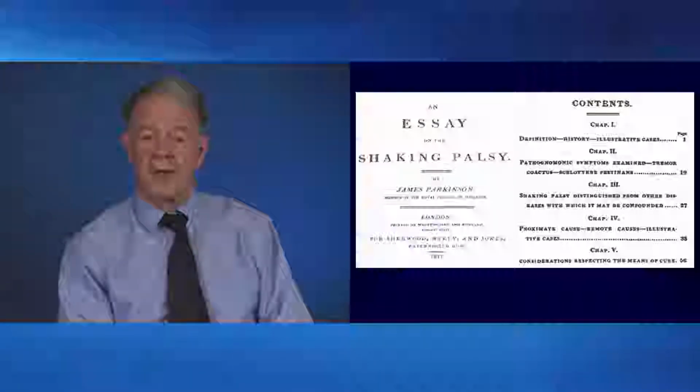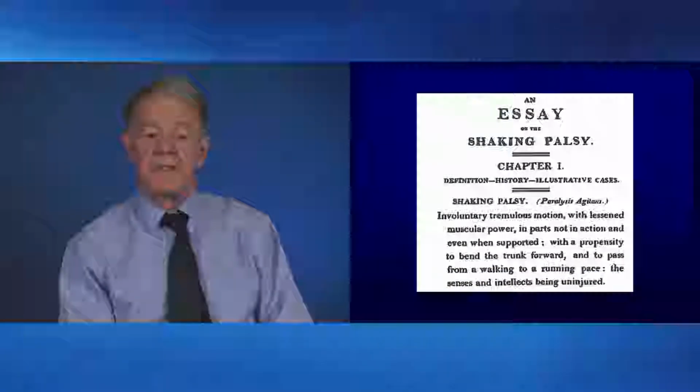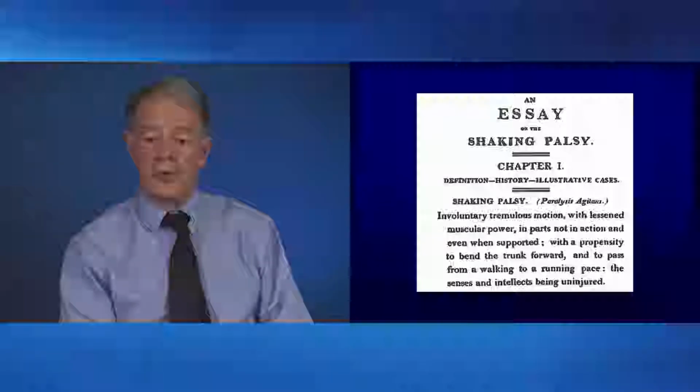For example, he described the tremor, the slowness of movement, and other things that people with Parkinson's disease live with on a daily basis. In this essay, he describes the condition as having features of involuntary tremulous motion with lessened muscular power, in parts not in action, and even when supported. And the rest of this description is one that we'll see even in modern textbooks of this condition and people living with Parkinson's experience in some measure.